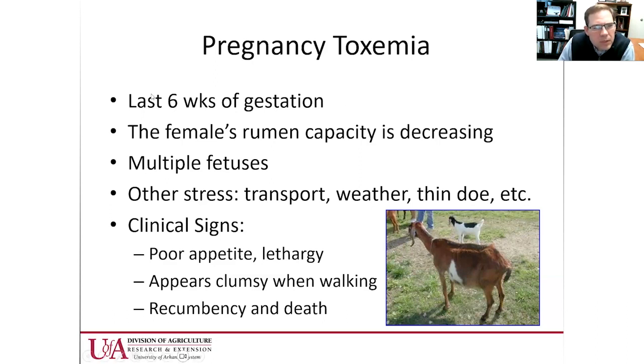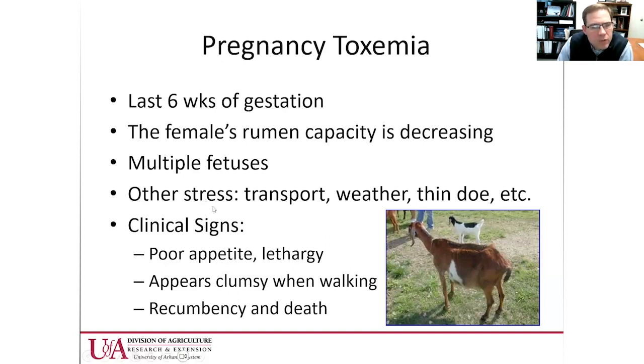So usually we see this in the last month or so of gestation, and what happens is we have a decrease in the capacity of the intestine for the animal because the fetuses are growing, right? And usually in sheep and goats, there can often be twins or triplets. And so you've got a really big uterus. There's only so much room in the abdomen, and then that just leaves less room for the rumen and the other parts of the intestinal tract. So their intake is somewhat decreased because of the size of fetal growth during that time.